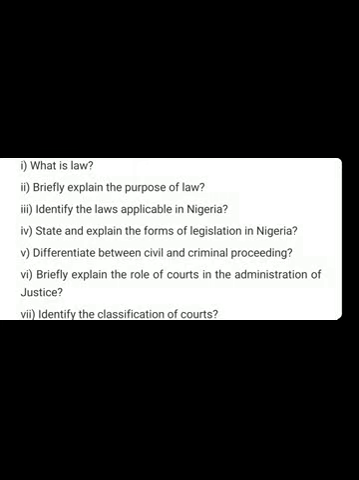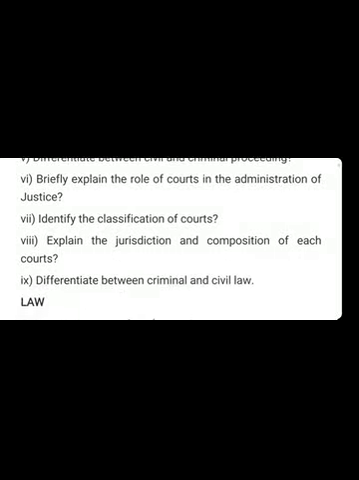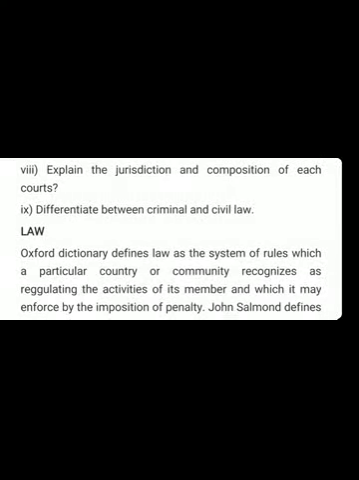Briefly explain the role of courts in the administration of justice. Identify the classification of courts. Explain the jurisdiction and composition of each court. Differentiate between criminal and civil law.